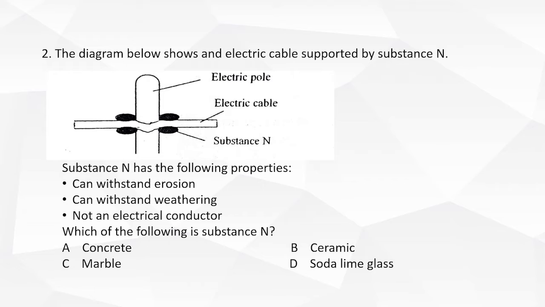The answer definitely will not be C, marble, and D, soda glass, since both of these materials cannot withstand high temperature if the weather is hot. And the answer A, concrete, is mainly used for making bridges and buildings. Hence, the answer will be B, ceramic. Due to its strong bonding, ceramic is hard and strong. The electrons are unable to move freely to conduct electricity or heat. That's why it is an ideal material for making substance N.